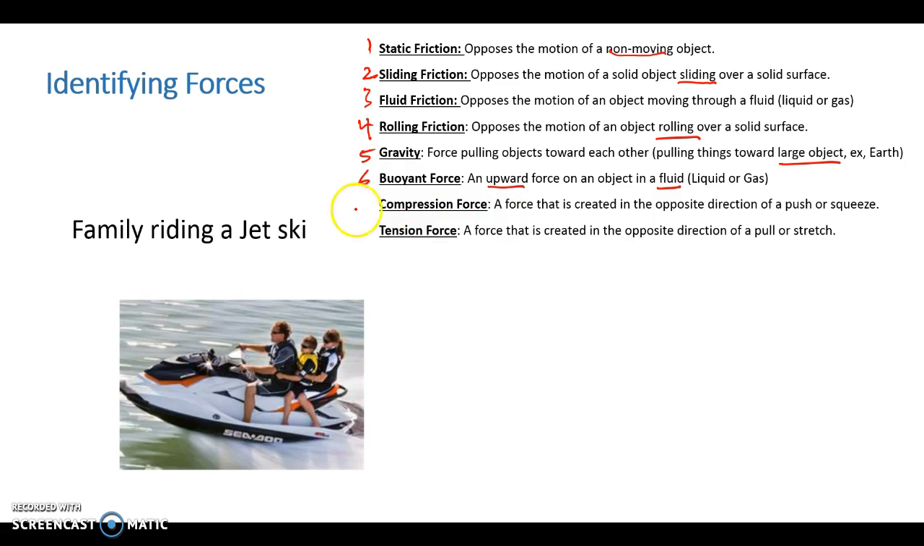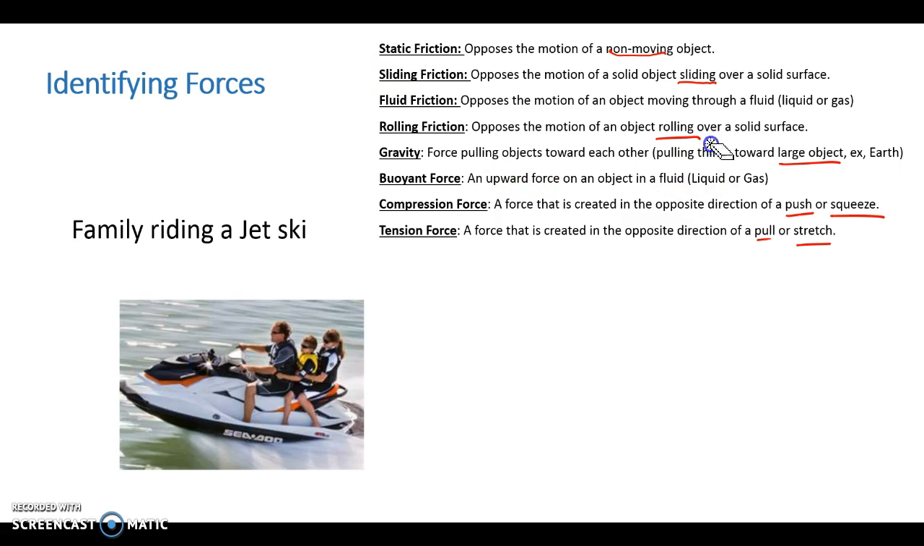And then compression force and tension are both elastic forces. Compression is when something is compressed or pushed or squeezed together. It creates a force that opposes that. And then tension is the opposite. It is created when something is pulled or stretched, and again the force goes the opposite direction of the pull or the stretch. So let's see. Go ahead and erase these.